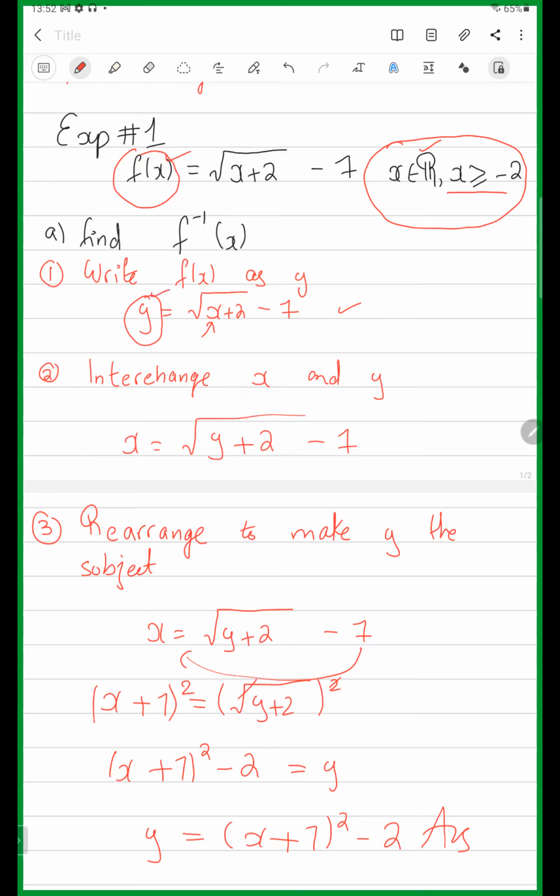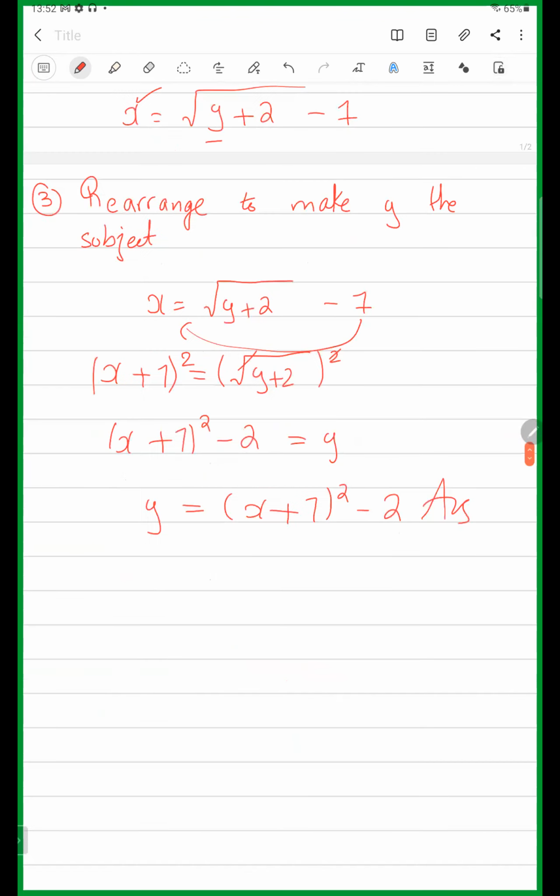Okay. Then we need to interchange x and y. So we have interchanged x and y. We had y here and x here. So I've just interchanged x with y and y with x. Over here I've written x and here I've written y. Okay. After that, the third step says rearrange to make y the subject.